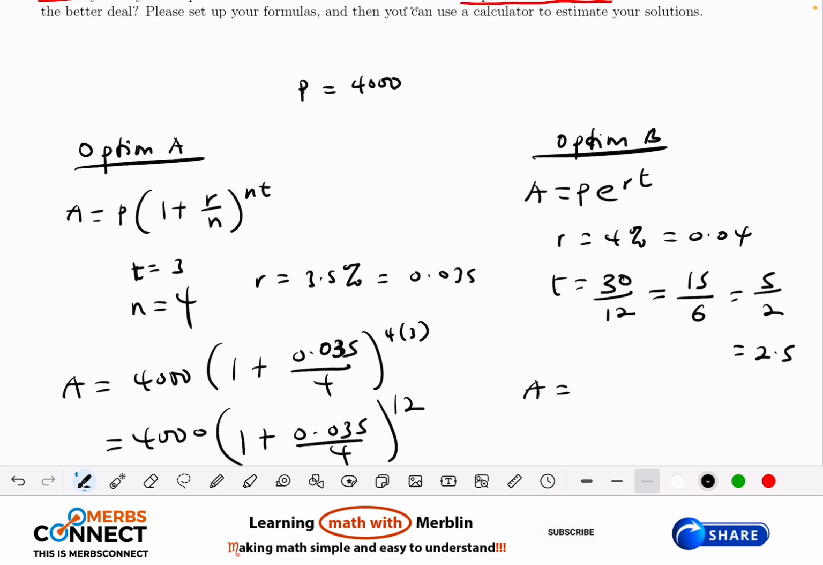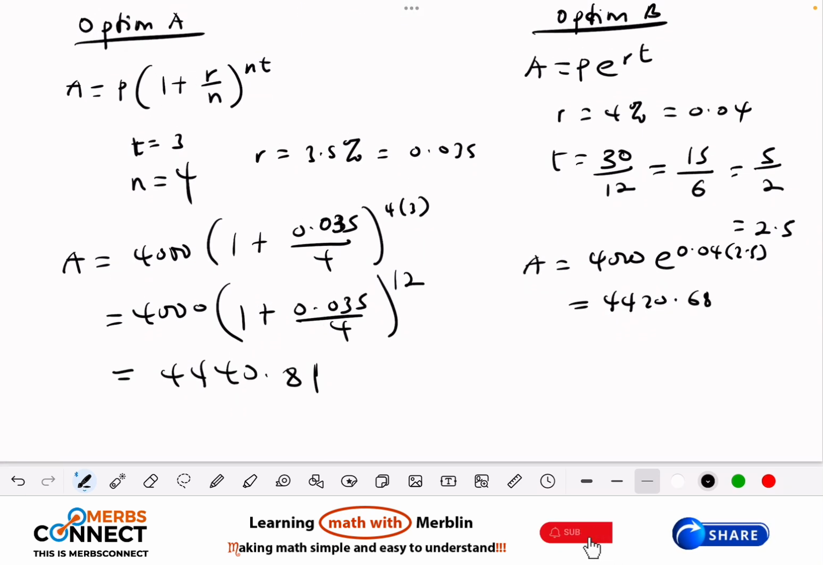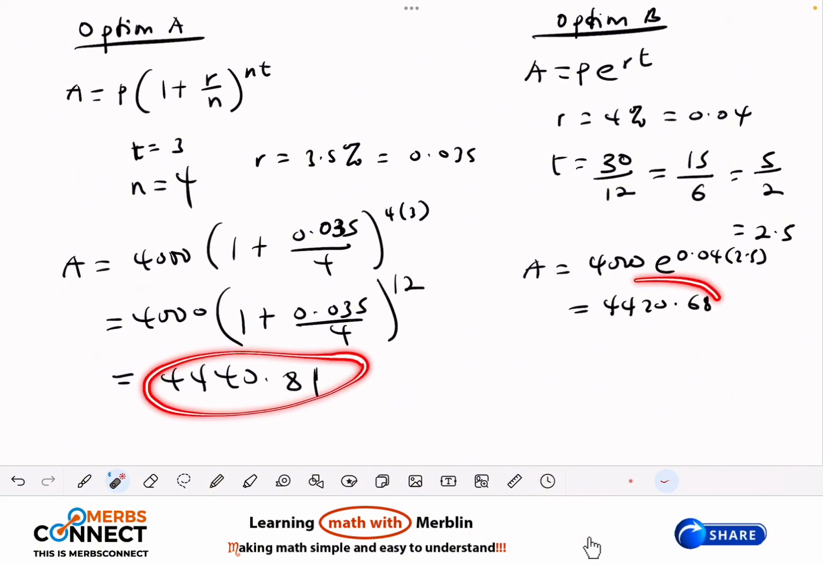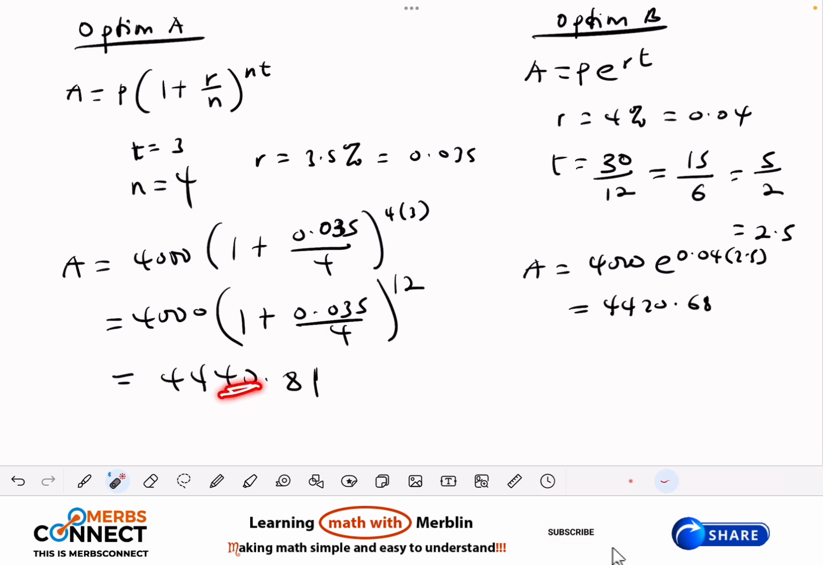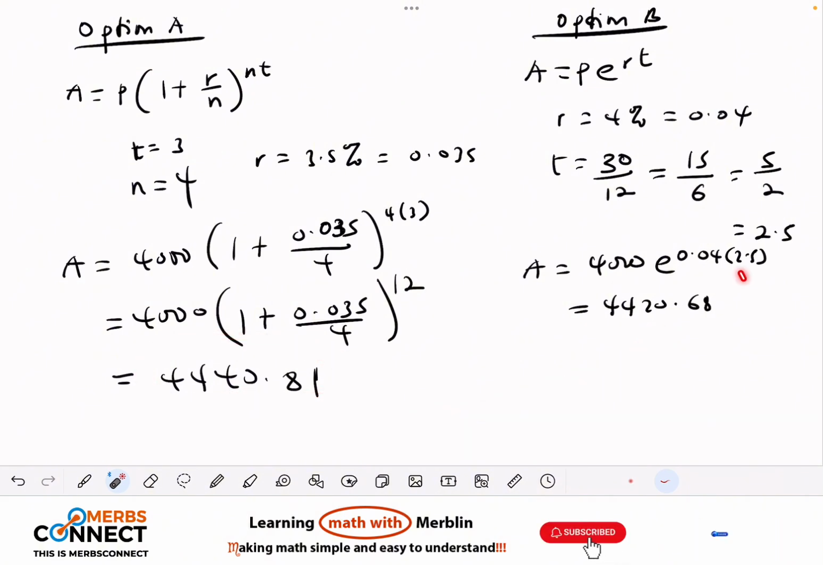So A will be equal to 4,000 e to the power 0.04 times 2.5. And when I do this, I'm going to have 4420.68. So now compare this and this. You will see that we have 4444, but this one is 40 and this one is 20. So there is almost 20 point something dollars that you are going to get on option A than option B.